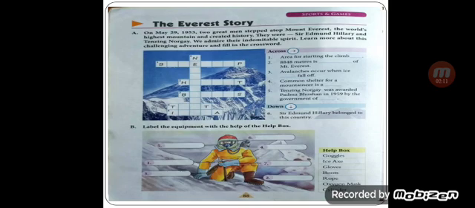Now next is what we will be reading or learning about, the Everest story. On May 29th, 1953, two great men stepped atop Mount Everest, the world's highest mountain, and created history. They were Sir Edmund Hillary and Tenzing Norgay. We admire their indomitable spirit. Learn more about this challenging adventure by filling in the crossword given.